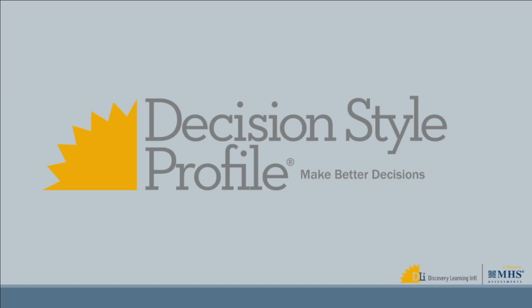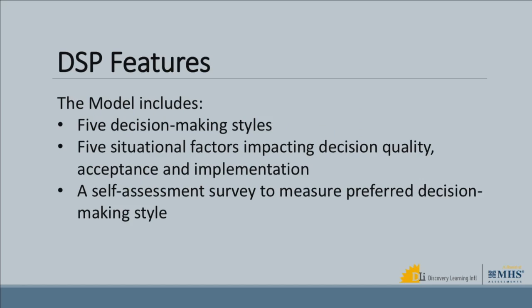And how much inclusion do you craft or do you engage in making a decision? So let's take a look at the decision style profile. This is oriented just as much toward helping people make decisions correctly as it is just trying to identify styles. And so this model actually includes 5 different decision-making styles. And within those styles, there are 5 situational factors that impact decision quality and their acceptance and implementation.